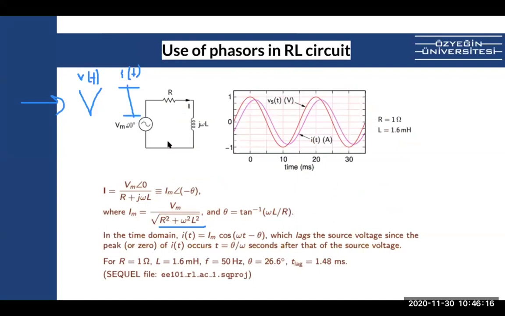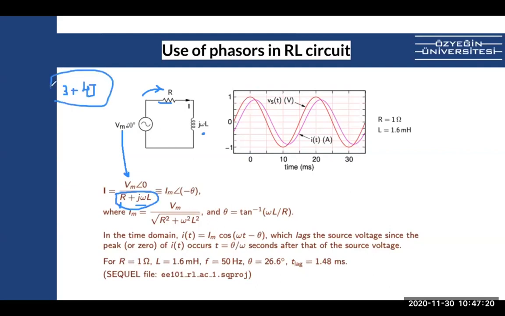For instance, let's look at this circuit, the RL circuit. We found that this is Vm cos omega t, and we wrote it because the amplitude is Vm. There is no phase added to cos omega t, so the phasor will be this. The impedance is R plus the impedance of the inductance, j omega L. So we can find the current.